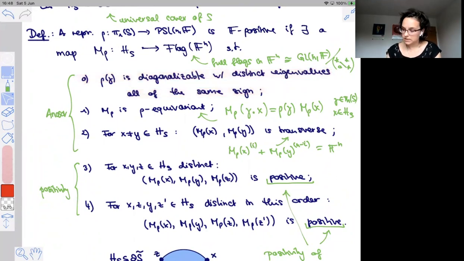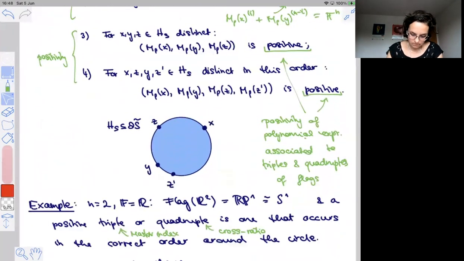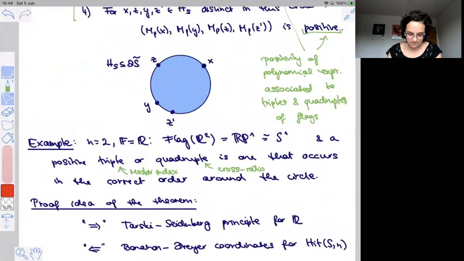Okay, and the proof idea for the forward direction is the Tarski-Seidenberg principle for the reals. The backwards direction uses the Bonahon-Dreyer coordinates, but I don't think we'll have time to talk about it much at the end of this talk. But yeah, please come to the office hours and ask me if you want to know more about it.